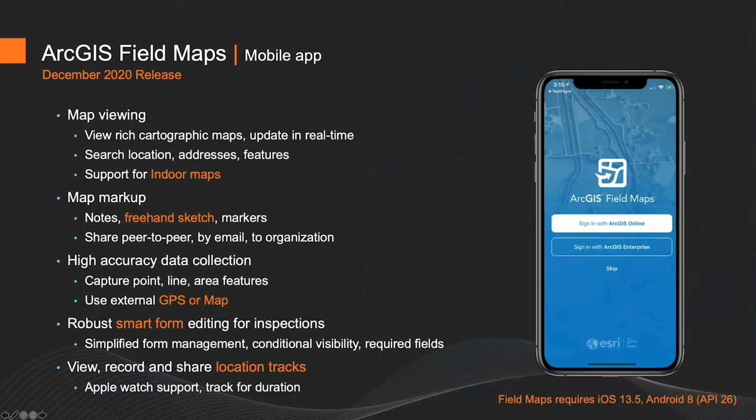The mobile app itself, I've talked a little bit about this already. Built upon the latest developer technology we have at Esri, it lets you view rich cartographic maps, maps that can even update in real time. So if you're making web maps today, you probably are aware of something called a refresh interval that can be set on a layer. The Field Maps app will honor that. So if there are other things in motion, you're going to see them change on the map as you're using it.